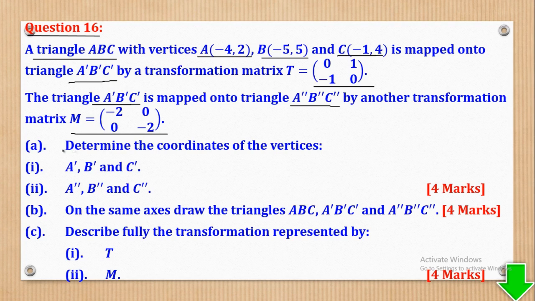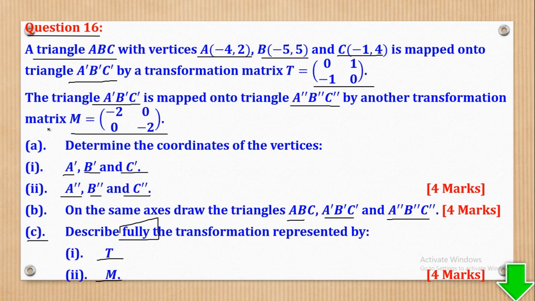Determine, part A: Roman 1, the coordinates of the vertices A prime, B prime, and C prime. Then Roman 2, A double prime, B double prime, and C double prime. Then part B, on the same axes, draw the triangles ABC, A prime B prime C prime, and A double prime B double prime C double prime. Then part C, describe fully. Note that word, describe fully the transformation represented by Roman 1 capital T and Roman 2 capital M.